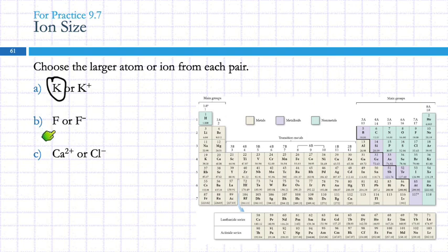Here we have a neutral atom and an anion. How do you make an anion? Gain or lose electrons? Gain electrons. Is that going to make it bigger or smaller? Bigger. So the fluoride would be bigger.